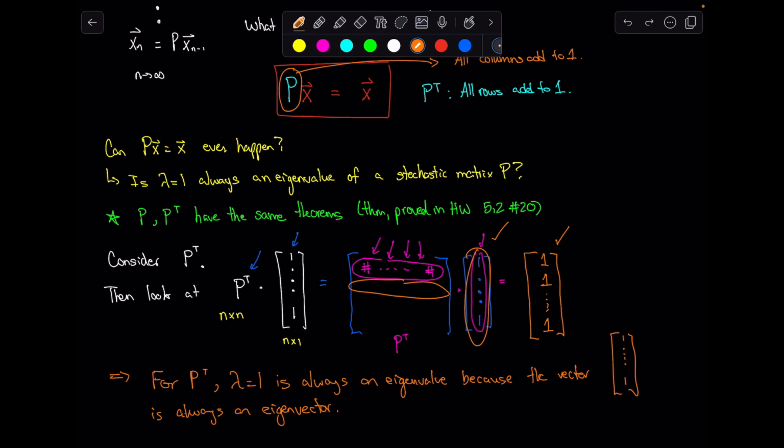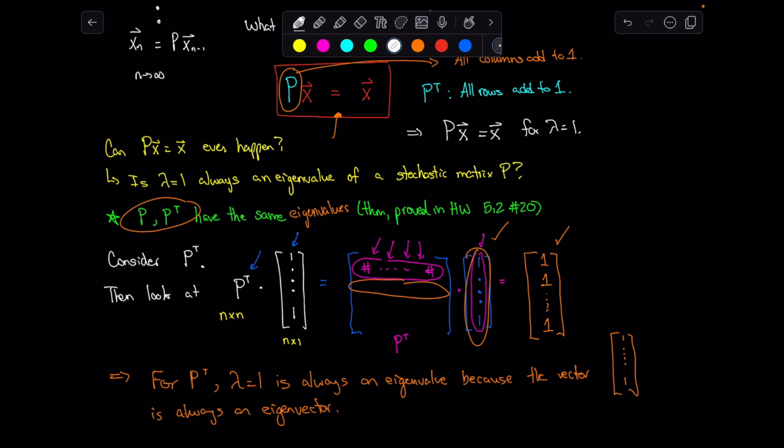And based on the homework problem that you're going to solve, this little theorem here, I wrote theorems because I'm just lost in my work, says they have the same eigenvalues. I'm sure that I said that. They have the same eigenvalues. And so this inherently gives us that lambda equals 1 will always be a solution. And thus, what does this mean? This means that we will always be able to solve the equation Px equals x for lambda equals 1.